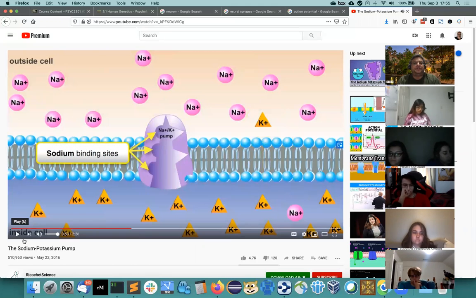So now you're going to see how this pump actually does its thing, how it's pumping out ions, bringing some out and bringing some in.